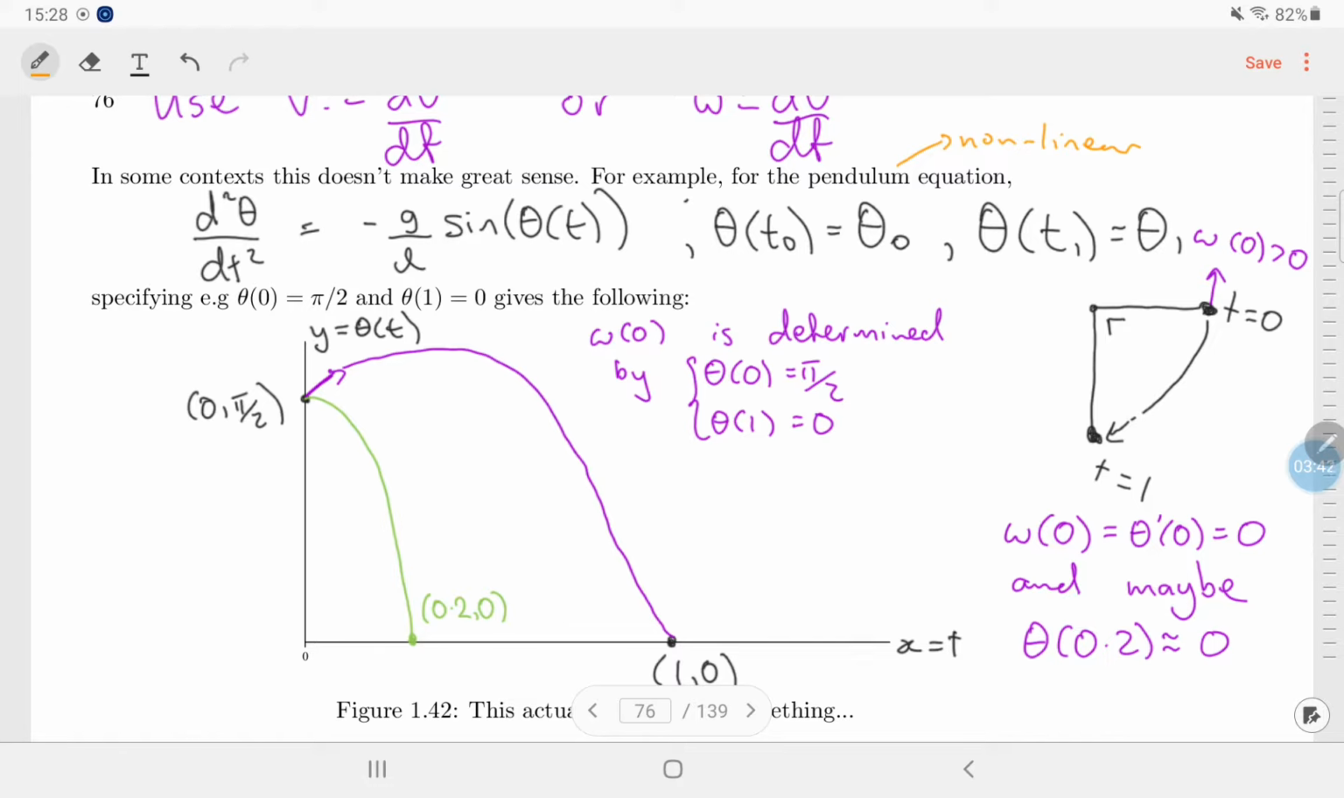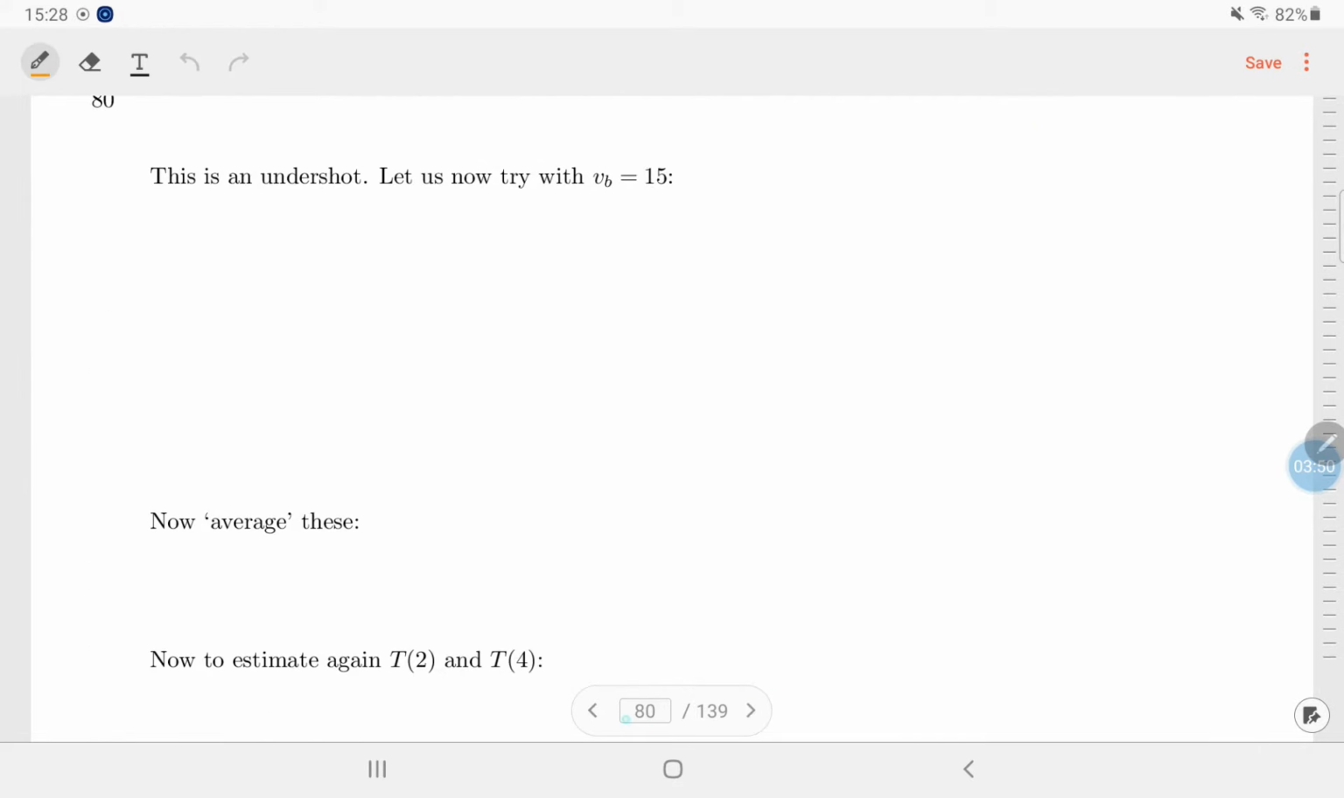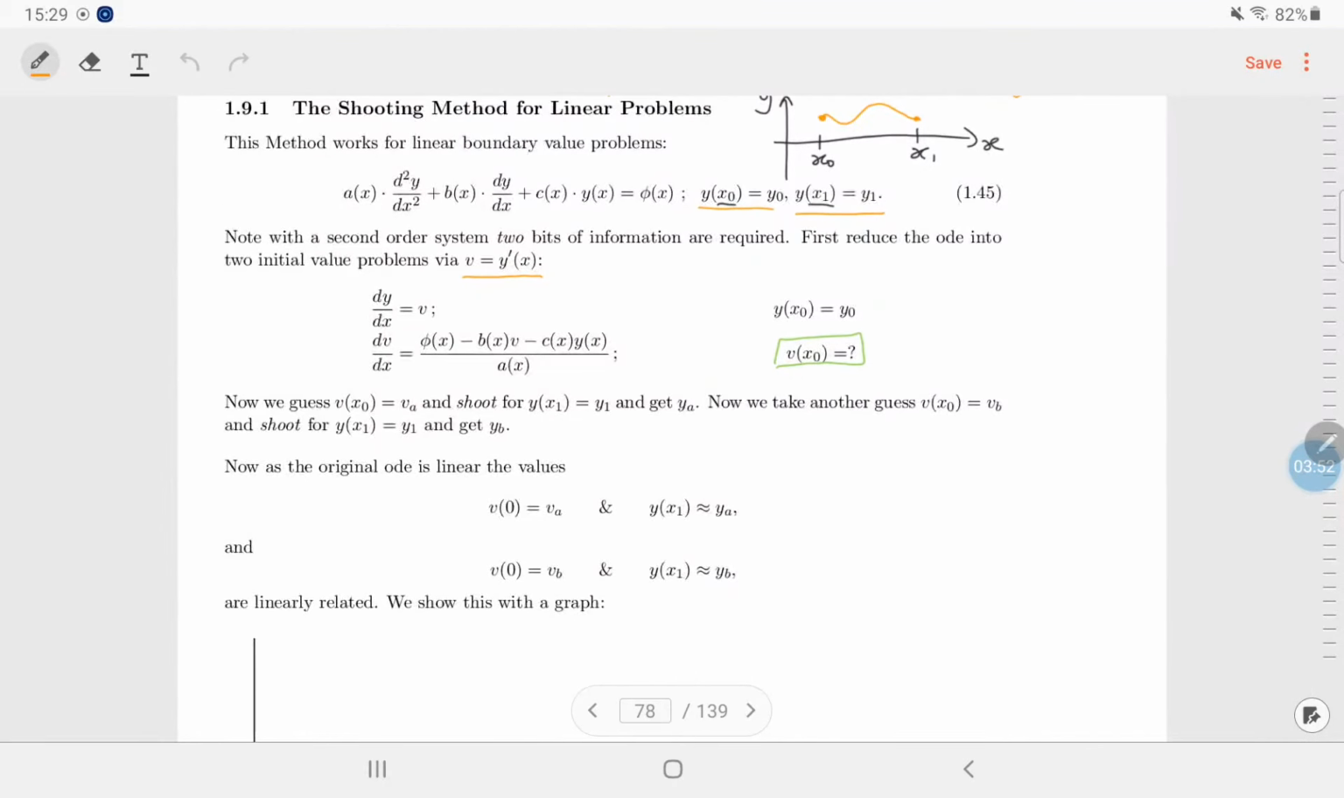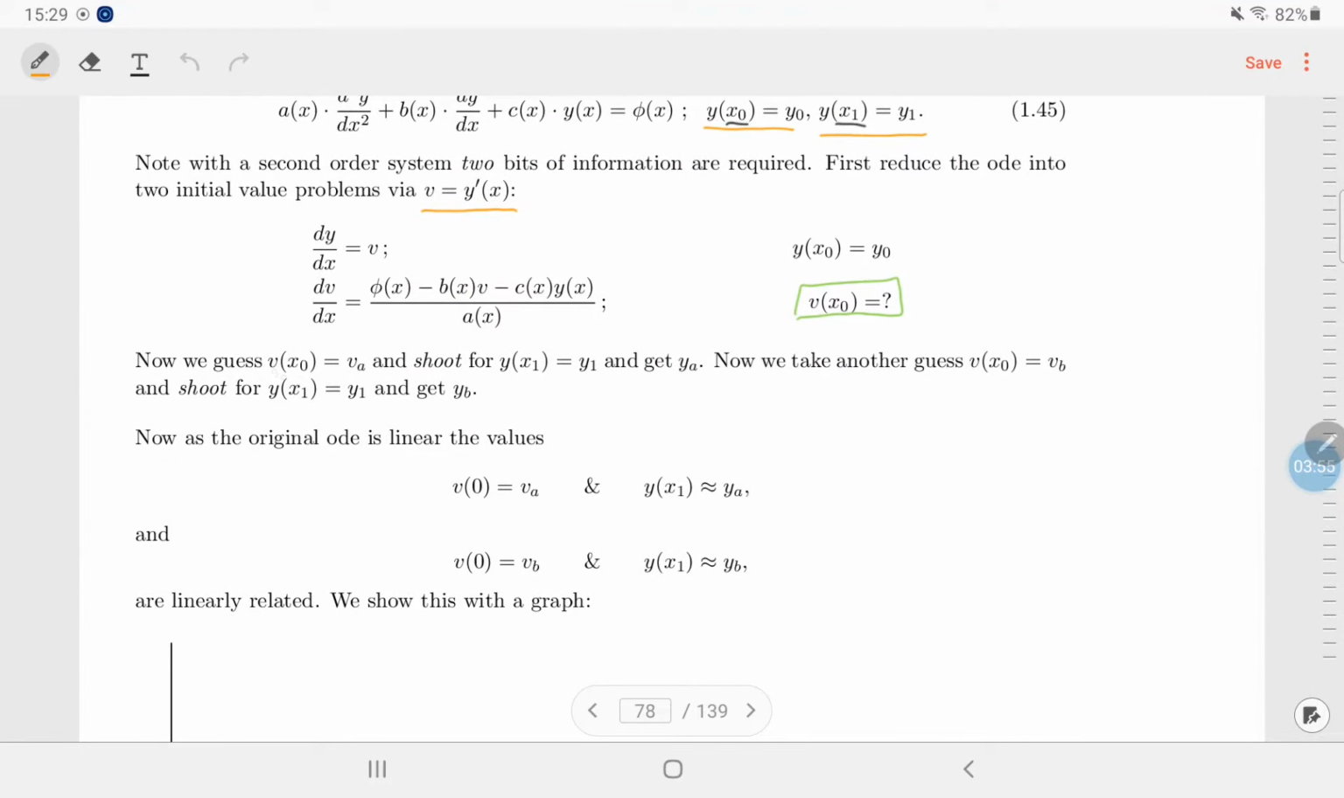But you can average out the two shots in a certain way to figure out what the initial velocity should be. So at the moment, all we're thinking about is you're just chancing your arm, okay? So we're going to guess an initial slope. This is essentially initial slope. So that's like, okay, let's try with the pendulum release from rest. And we're going to shoot for what we're trying to hit, and we're going to get an approximation, which we call ya. So then we take another guess of the initial slope. And we get another, now we're trying to get y2, but we get yb.